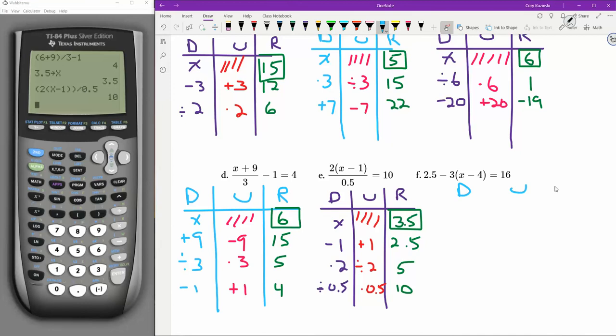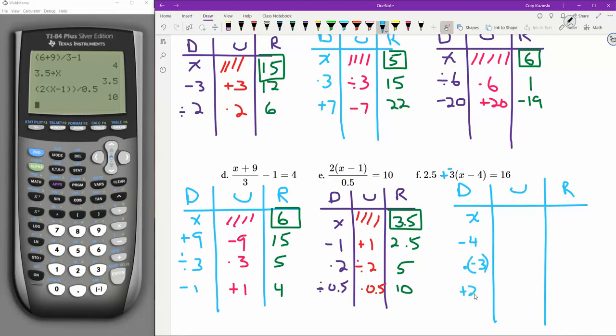Description, undo, result. Pick x, subtract 4. I'm going to look at this as adding negative 3. So I'm going to multiply by negative 3. Then I'm going to add the 2.5 on the end. That's the way I like to look at those. So subtract 2.5, divide by negative 3, add 4.